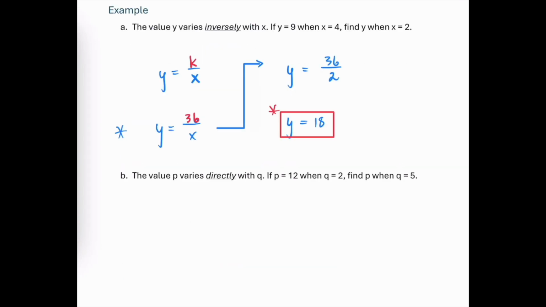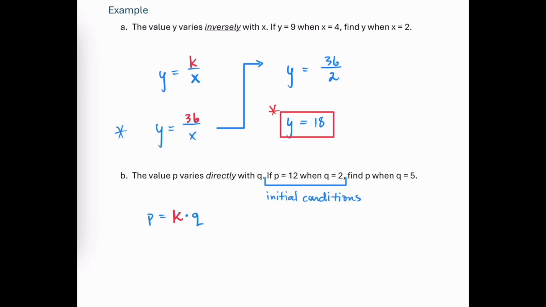Let's do this one more time in part B. We're given that p varies directly with q, and this phrase translates into p is equal to k times q. A direct relationship between variables means that as one gets bigger, the other one also gets bigger. The first thing that we're going to do is use the initial conditions to figure out the value of k, and these are our initial conditions.